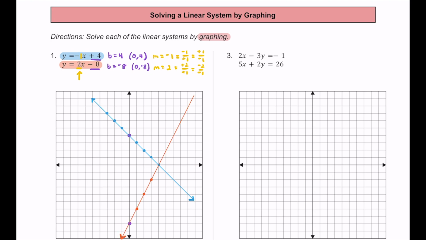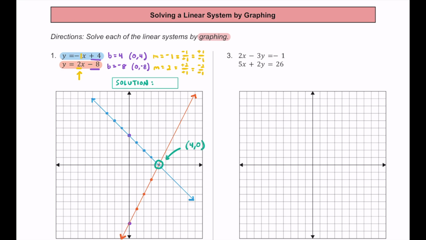Drawing a straight line through all these points and putting some arrows on the end of it, you can see that these two linear equations do indeed intersect with each other here, right? So we can see at this exact location, this is the solution for this system of linear equations. So what are we going to write for this solution? Well, we just write the ordered pair here, and this is going to be, looks like (4, 0).